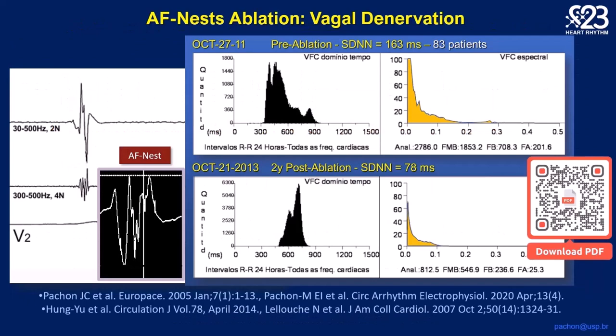The second consequence of atrial fibrillation nest ablation was intriguing. We observed that after this ablation, there was a very important and persistent vagal denervation. In this case, for example, the heart rate variability was drastically reduced from 163 milliseconds of SDNN before ablation, and it went down to 78 milliseconds even 2 years after ablation.